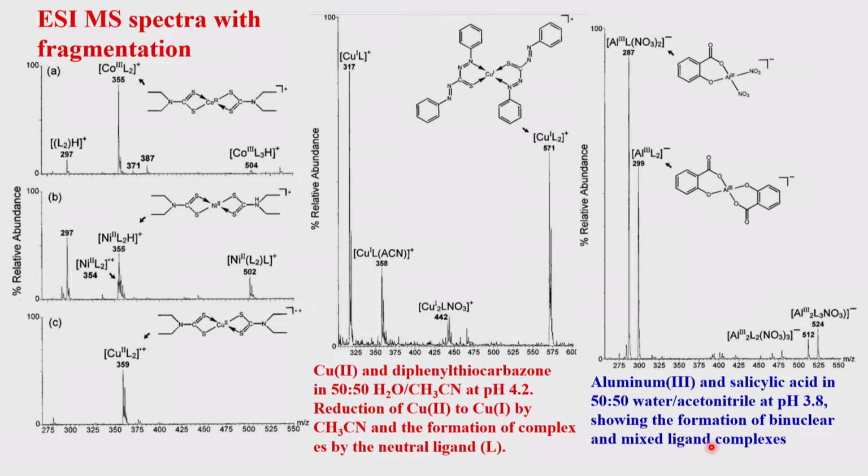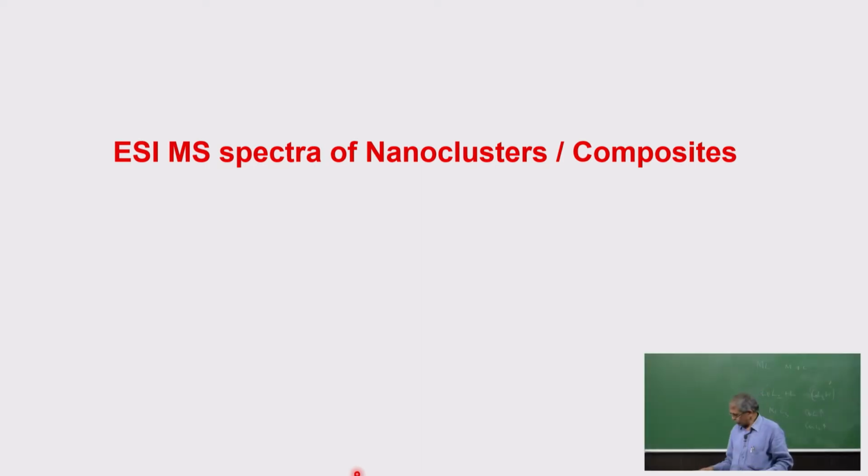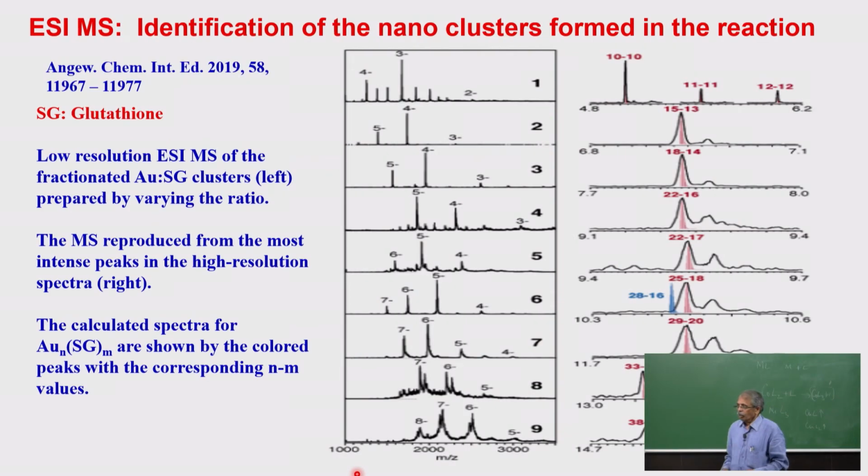So the entire reaction can be gauged, judged properly by using the mass spectrum. Now you can see it's not just the numbers, you can see the nature of the species. So let us move on to some examples where we will look at not only the coordination compounds, but also some nano species, nano composites, nano clusters, etc. I draw your attention to this particular slide.